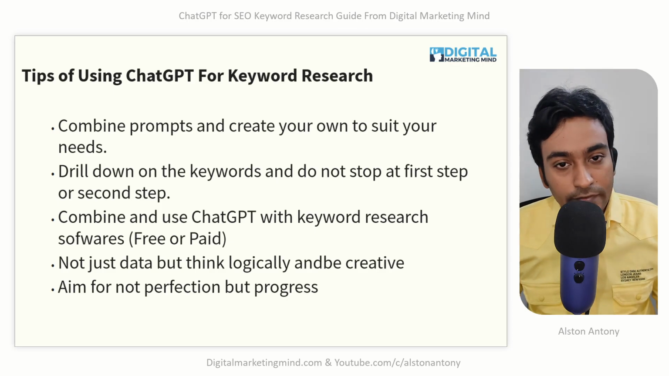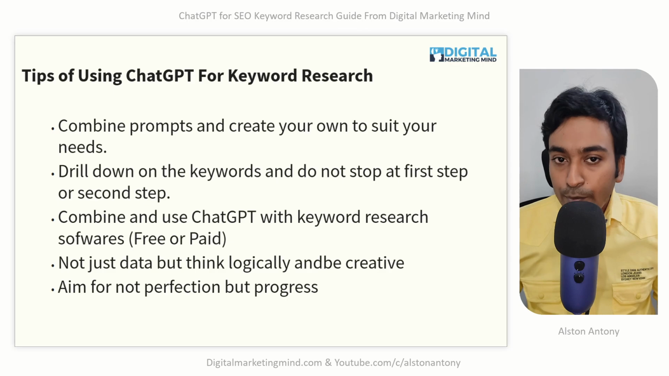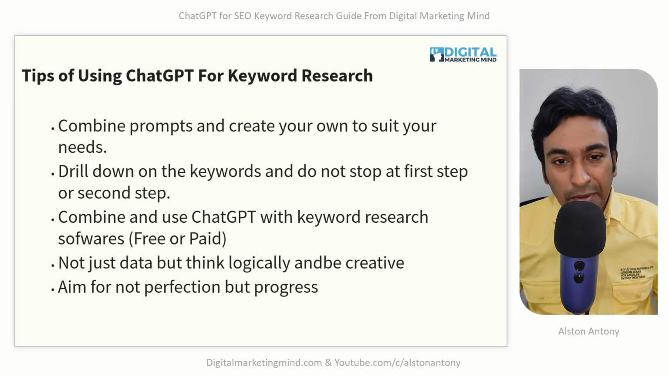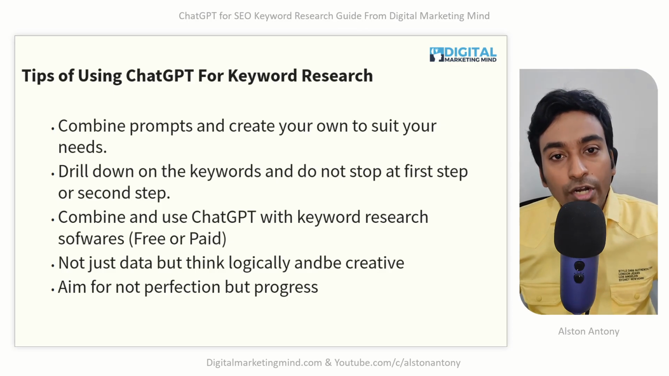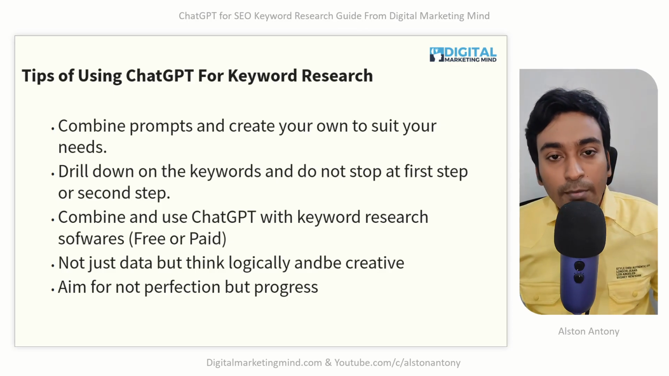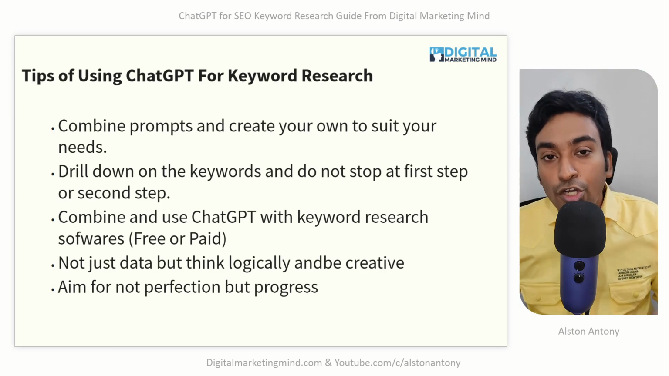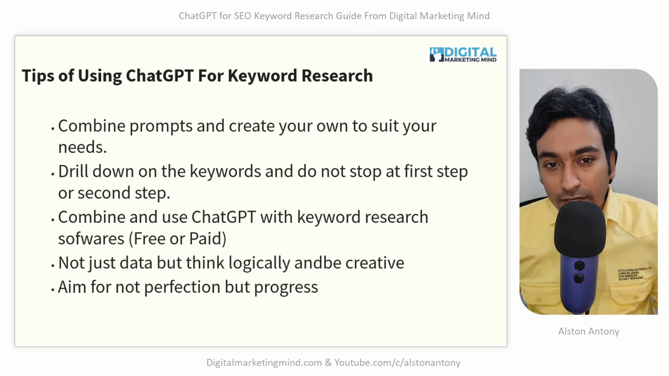These are some personal observations from me. What I would encourage you to do is combine prompts and create your own to suit your needs. I have provided 40 different prompts, but do not just use these prompts, because these are just basic prompts to give you an idea of the possibilities with ChatGPT. I would recommend you combine these prompts, come up with your own different prompts, and gather data based on them. Every prompt might not suit you, so when you create your own prompt, it might suit your personal need really well. And drill down on the keywords, and do not stop at the first or second step.